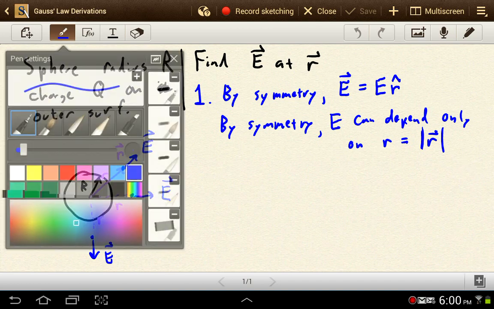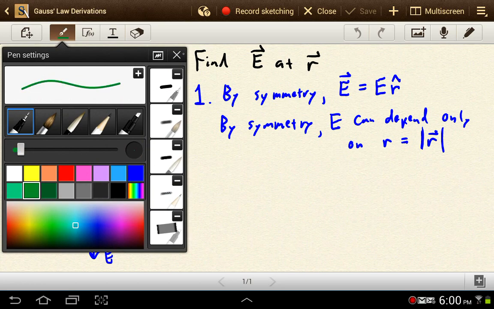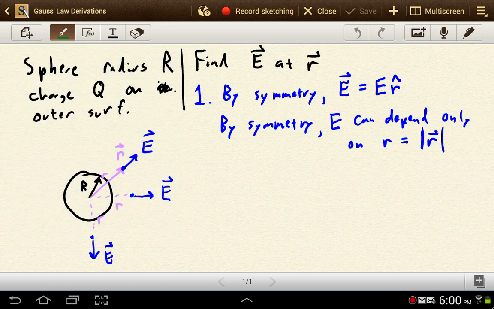Okay, so I'm going to do my Gaussian surface in green for Gauss. I want to find a surface, remember, where the electric field is always perpendicular to the surface, or where it's parallel to the surface, because those are my nicest ones.